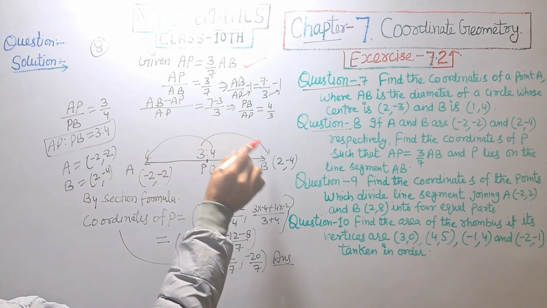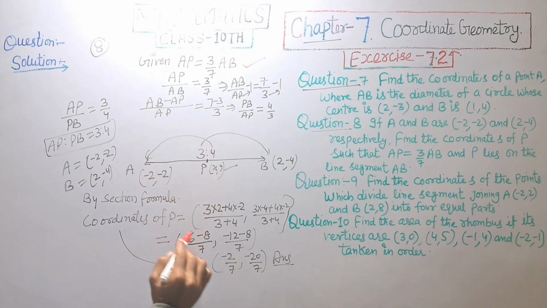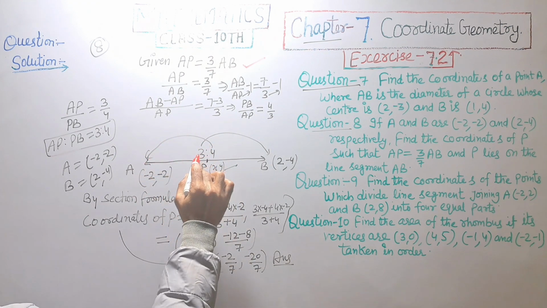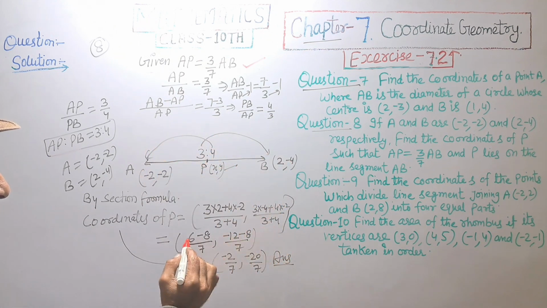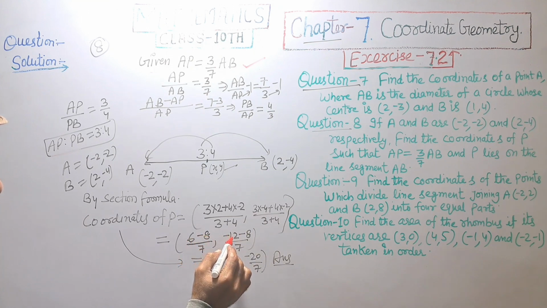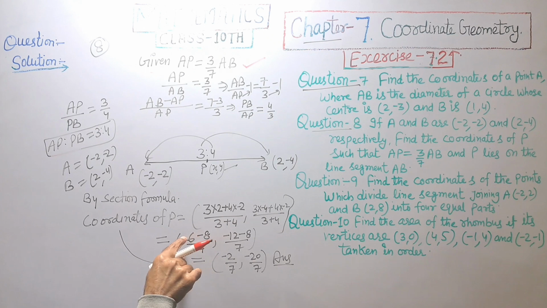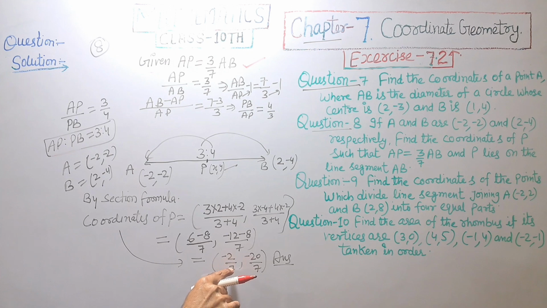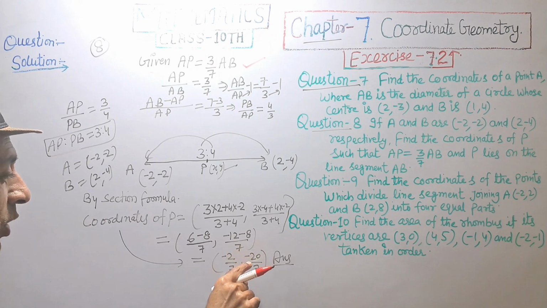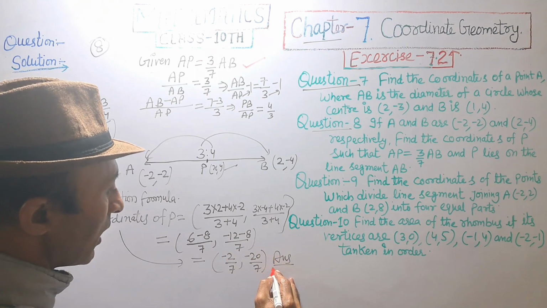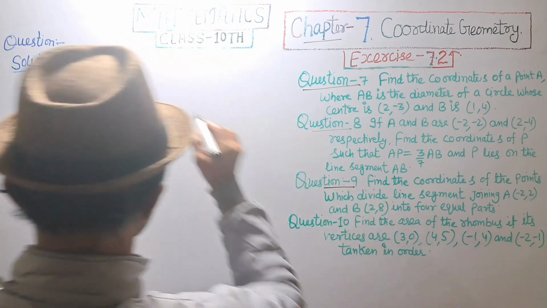Section formula: (m1x2 + m2x1)/(m1 + m2) and (m1y2 + m2y1)/(m1 + m2), that is (6 minus 8)/7 and (minus 12 minus 8)/7. 8 minus 6 is 2, but minus 8 is negative, so minus 2 upon 7. The first point is minus 2 upon 7, and for the second both are negative, so 12 plus 8 is 20, so the point is minus 20 upon 7. Answer.